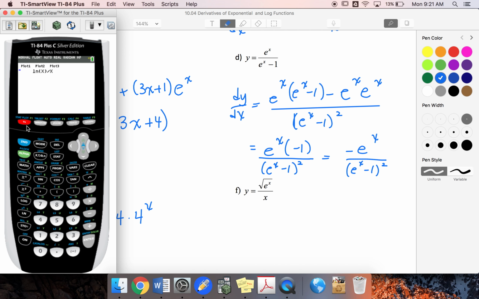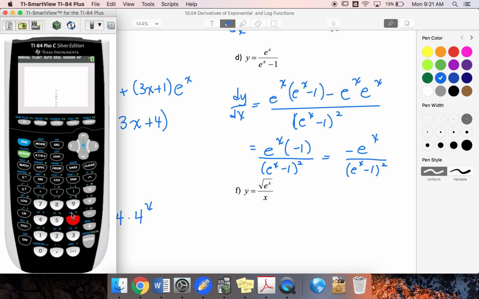So in my calculator, I could graph the derivative. I can find that under alpha window. I've got n derivative. So I could take the derivative with respect to a of 4 raised to the a, and then let my a be equal to all of my different x values. And then I also want to graph ln of 4 times 4 to the x and see if those look the same.